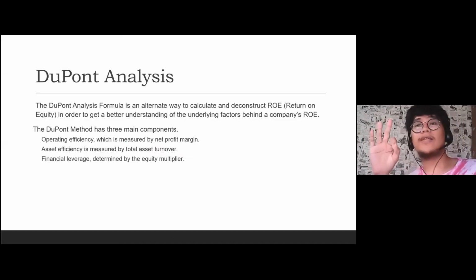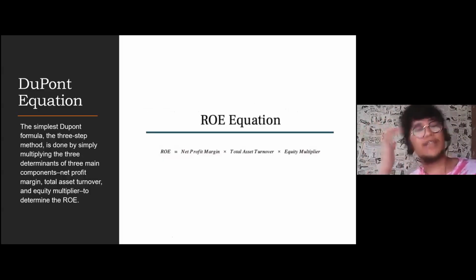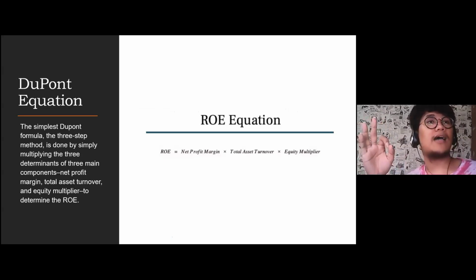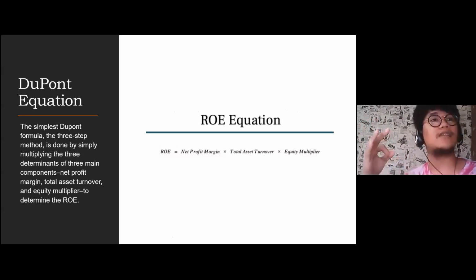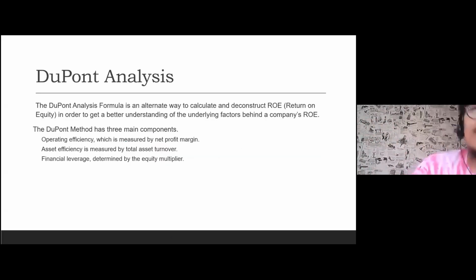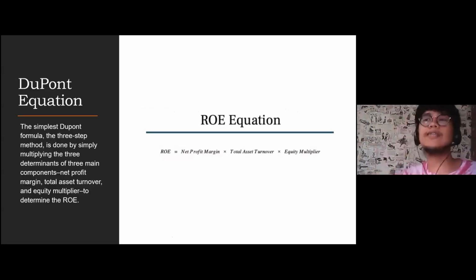Now, the first one is your net profit margin, which calculates the operating efficiency of the company. Also, we have your total asset turnover, which tells you the asset efficiency of the company, and we have your financial leverage, which is your equity multiplier. So this is the Dupont equation, no?